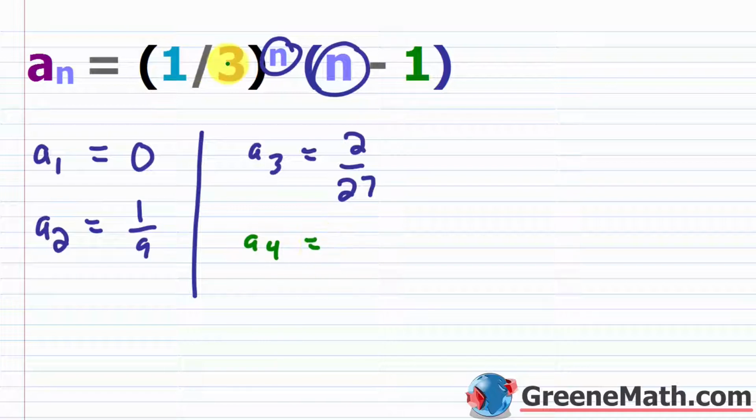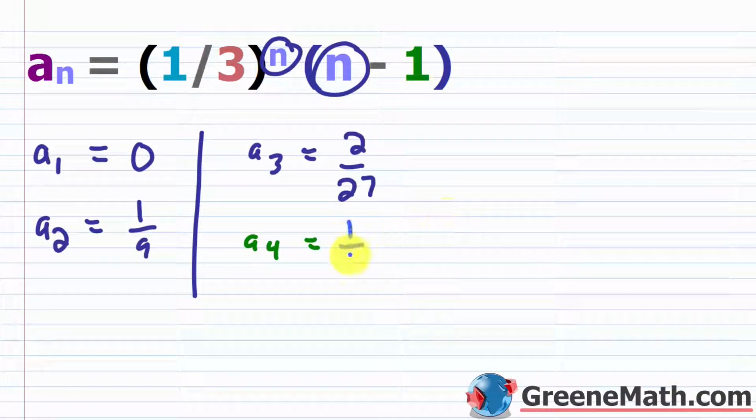And then we'll have a sub 4, okay? So I know 1/3 raised to the 4th power, all I'm going to have is 1 over 81. So 1 over 81, then times 4 minus 1 is 3. So now I can cancel here. I can cancel here because this and this have a common factor of 3. So this will be 1 and this will be 27. So this would be 1 over 27.